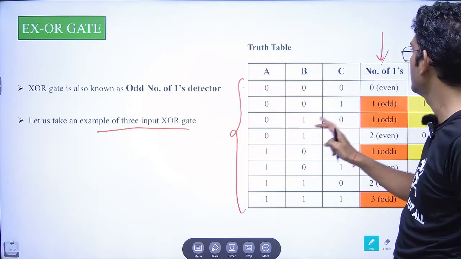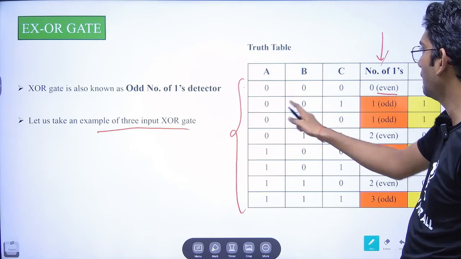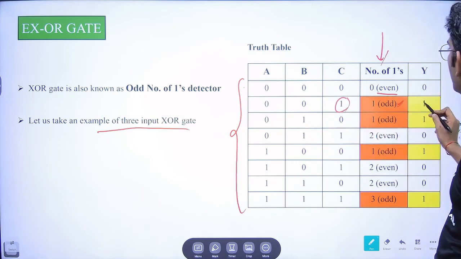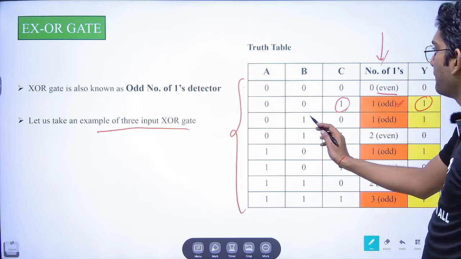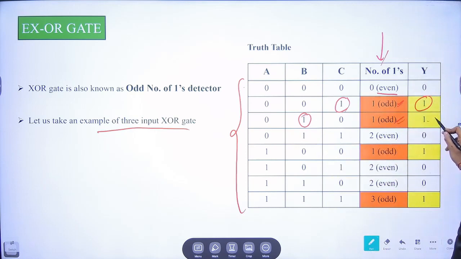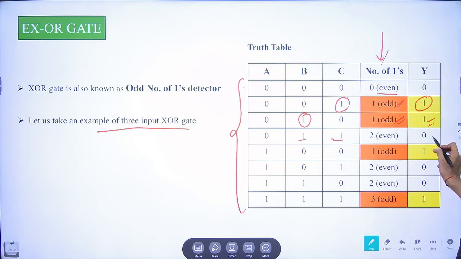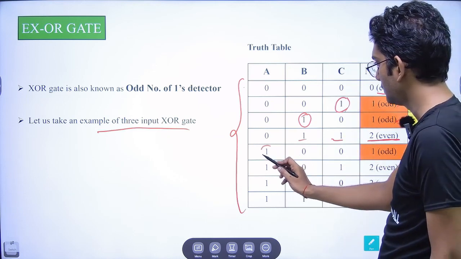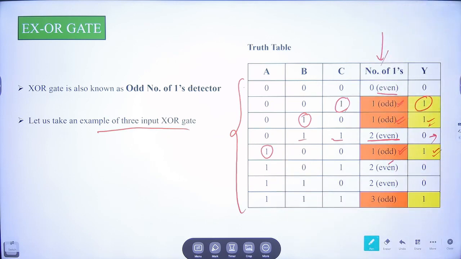In the first case, the number of ones is 0 as no 1 is present, so this is the even scenario. Now here this is a single 1, so the number of ones is 1, and this is an odd number, so we are getting the output as 1 because it is an odd number of ones detector. Now here only one single 1 is present, it is also odd, so the output is 1. Now here 2 ones are present, so the output would be 0 because 2 is an even number. Now here only a single 1, which is odd, so we are getting the output as 1.